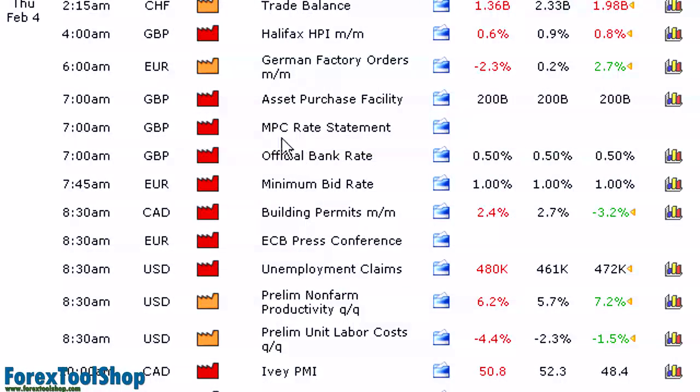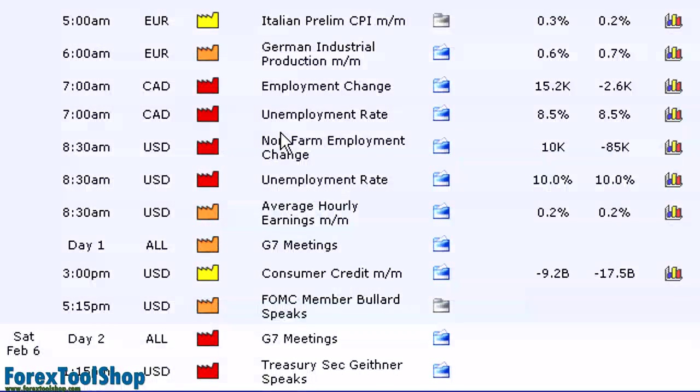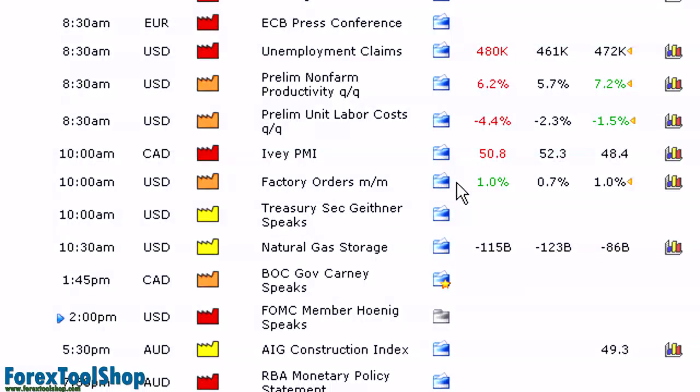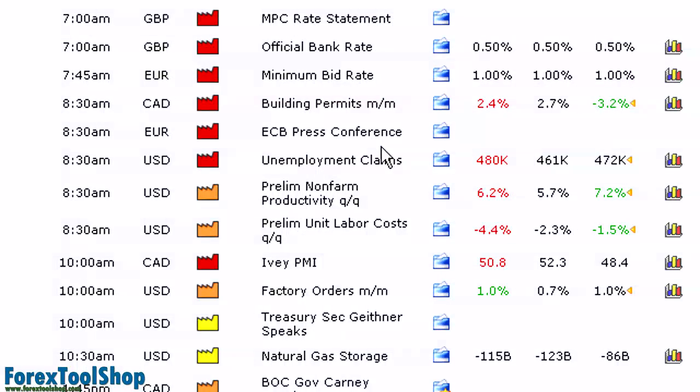Some of the major news events that currency traders look forward to are unemployment, a report that tells you what the rate of unemployment is in the country, and another popular one is the actual interest rate decision, which tells you what the central banks are going to be charging as their interest rate. That is one of the largest fundamental reasons for why a currency will move.